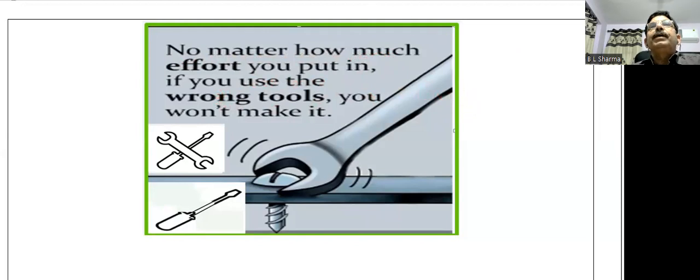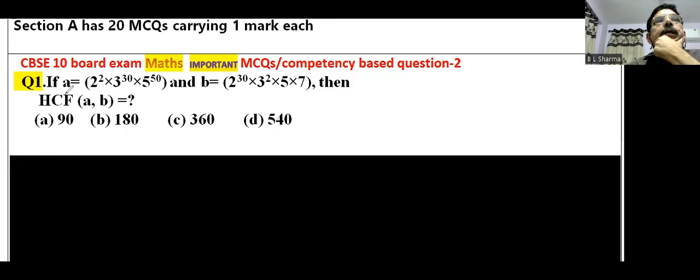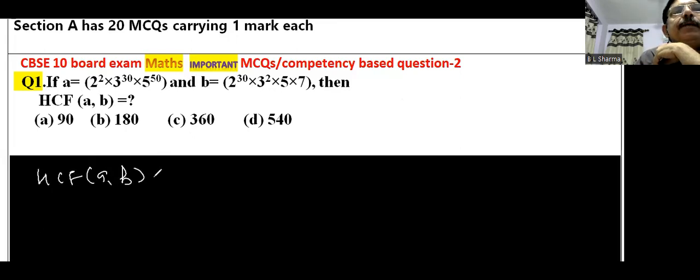So we begin with the question number 1 now, and question number 1 is now on your screen. If A and B are two numbers, A is given, B is given, then what is the SCF of the two numbers A and B? देखिए यहाँ पे for the SCF of A and B, we write the smallest power of 2, the power of 2 is 2 here, और यहाँ पे the power 2 का 30 है, और इसका जो स्मॉलेस्ट पावर है वो है 2 power 2.